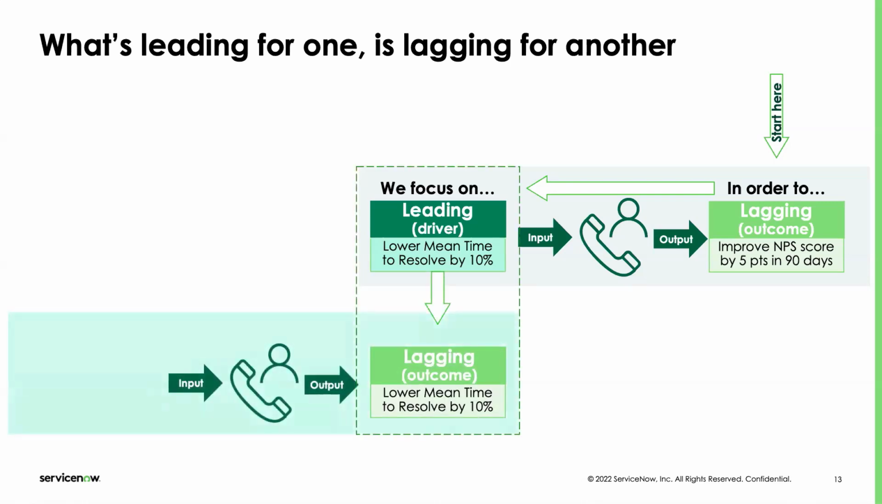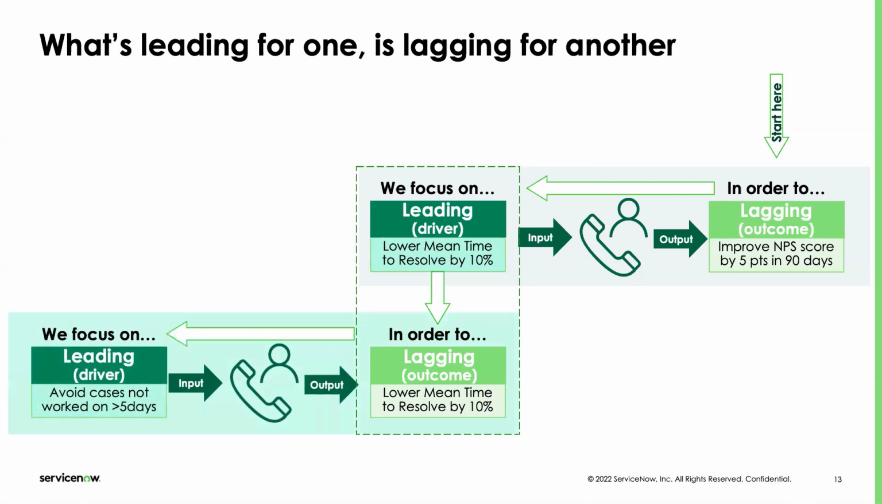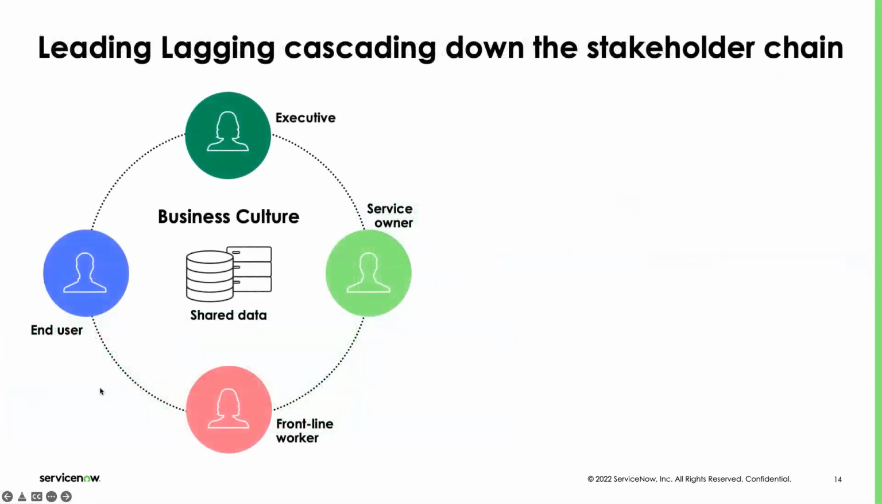That then becomes an objective for the team lead, who then says, well, in order to achieve that, what do I need to focus on? Or maybe we should avoid cases not worked on for 5 days. Again, that's leading towards lowering mean time to resolve. There are others you can think of, but that could be contributing to achieving that objective. Now you can see what is leading for the IT manager, at the top here, this one. That same indicator becomes a lagging indicator if you cascade that down one level below. So if you would depict that differently, here's the executive or IT manager, a service owner and a frontline worker.